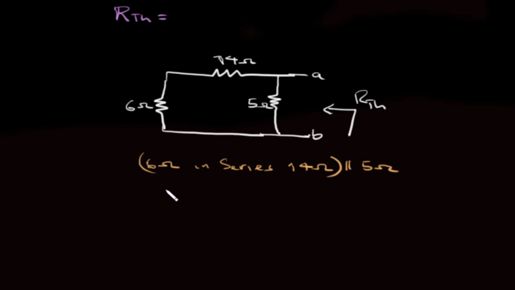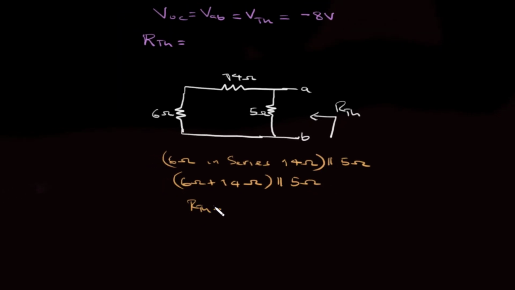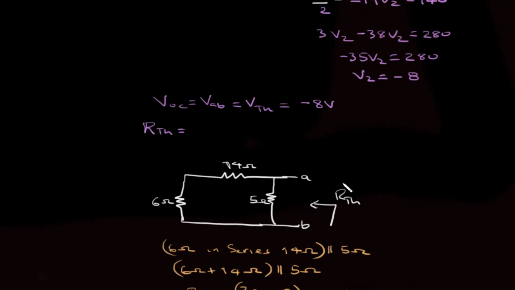So we'll have 6 ohm plus 14 ohm, all of them in parallel with 5 ohm. So this will be the Thevenin resistance of 20 times 5 ohm over 20 plus 5, which equals 100 over 25 equals 4 ohm. So our Thevenin resistance equals 4 ohm and Thevenin voltage equals minus 8 volts.